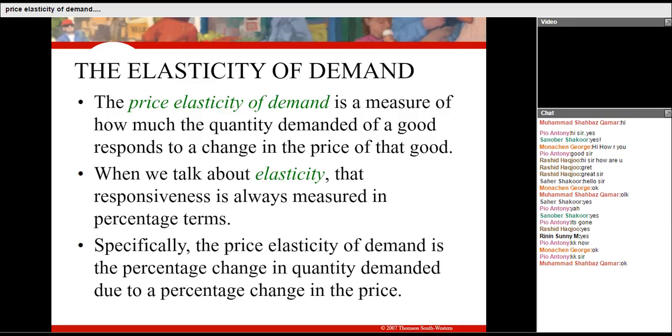When we talk about elasticity, that responsiveness is always measured in percentage terms. So always remember, when we talk about elasticity, that is always measured in percentage. Soon you will understand. It is easy to understand when you say a 10% change in the price leads to a 20% change in the demand. That's why it is normally represented in percentage terms. Okay, clear, right?